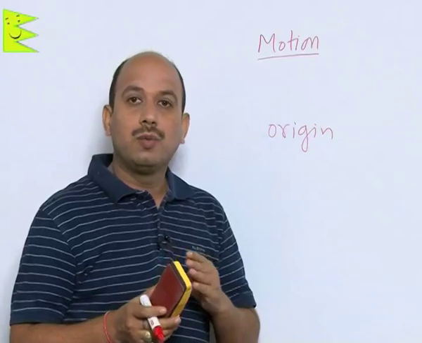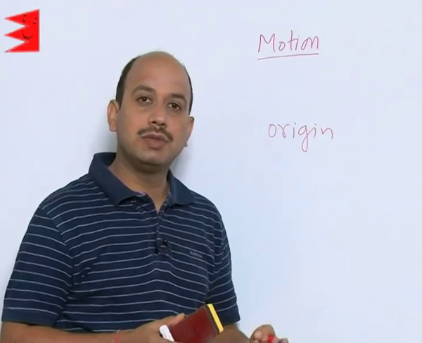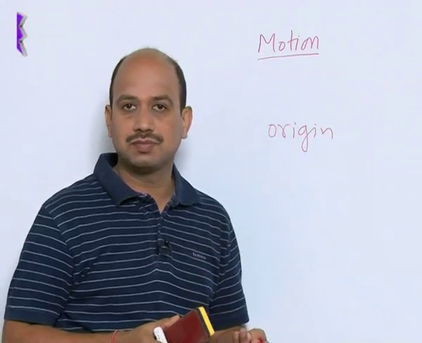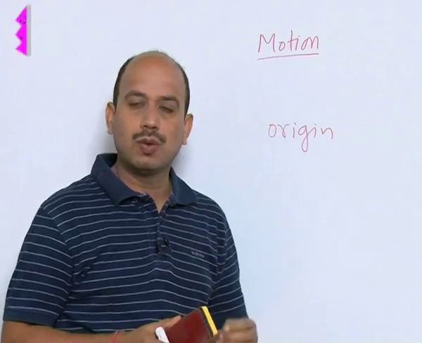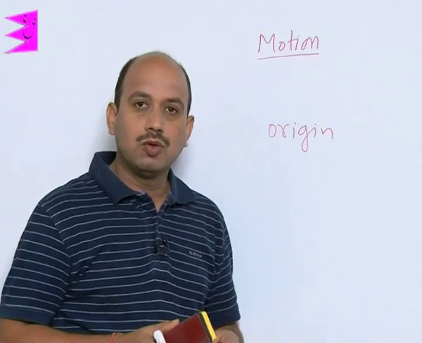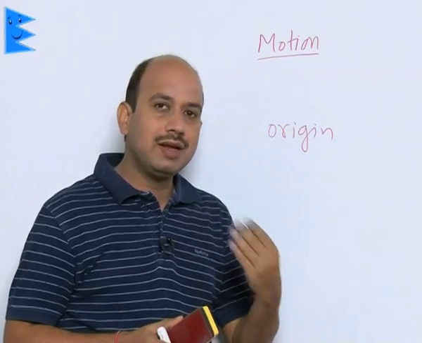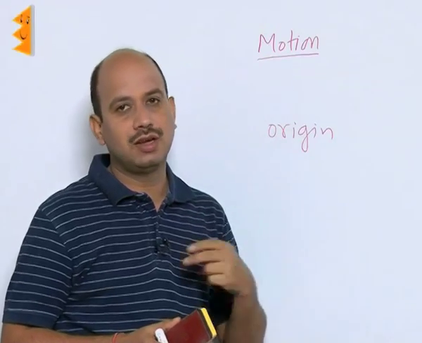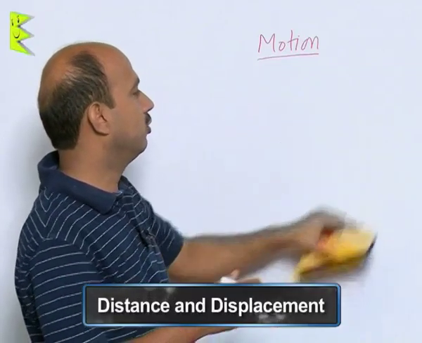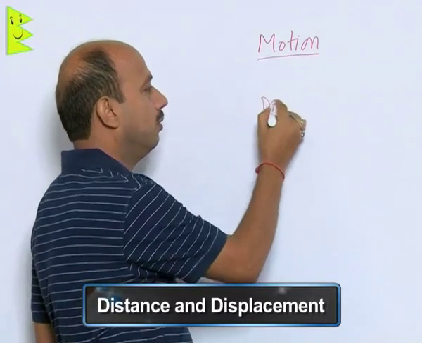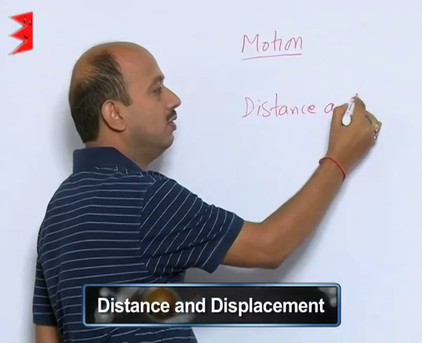So, here we study relative motion, because you can't say any object is absolutely at rest. For relative motion I have given one example of the bus, one example of the moon. For describing motion we need two main terms. First one is distance and displacement. So, first we will discuss distance and displacement. See here what is distance and what is displacement.